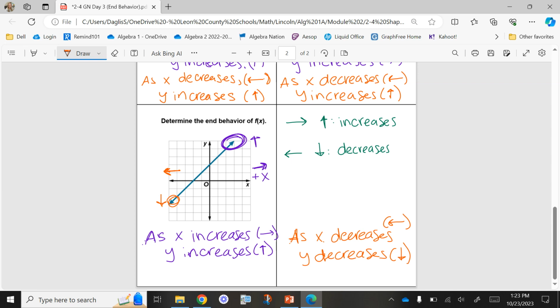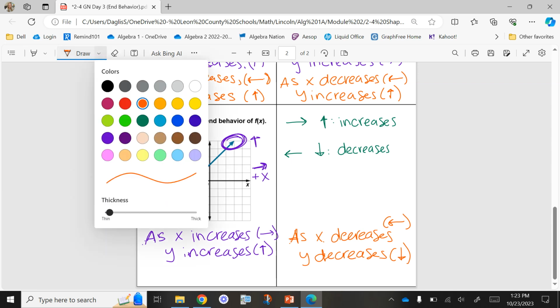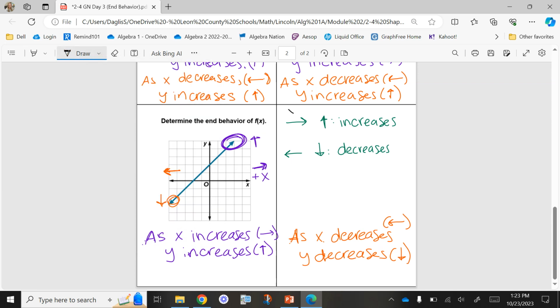So if you want to draw those arrows on your graph, please do it. And then you have this nice little key on the side that shows you what those arrows mean. Just keep in mind, and this might help you also, these are x's, going left or right. And the up and down is your y's. So if you want to add that to your side notes to help you remember when to look at what.